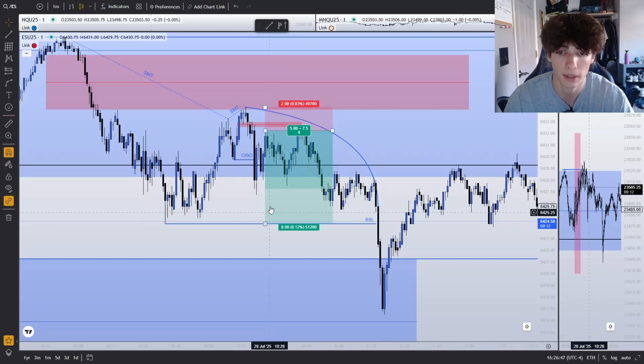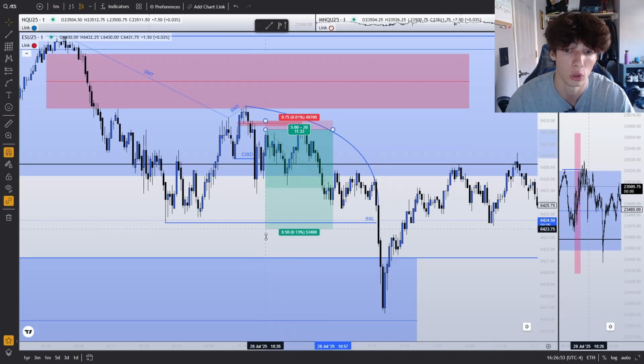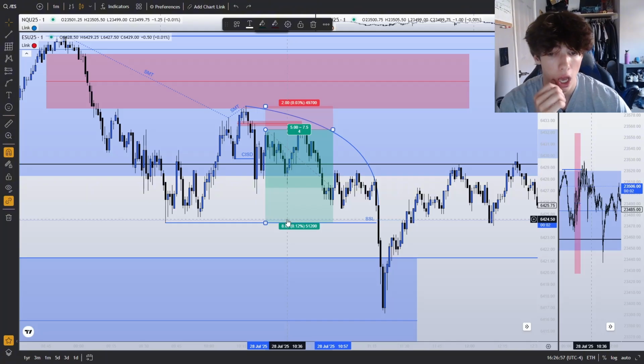And it would have looked something like this, or even better if you want to place a tighter stop. This would have been the tightest I want to place my stop, and just, geez, dude, look at this. This would have been a crazy trade. So what is turtle soup?